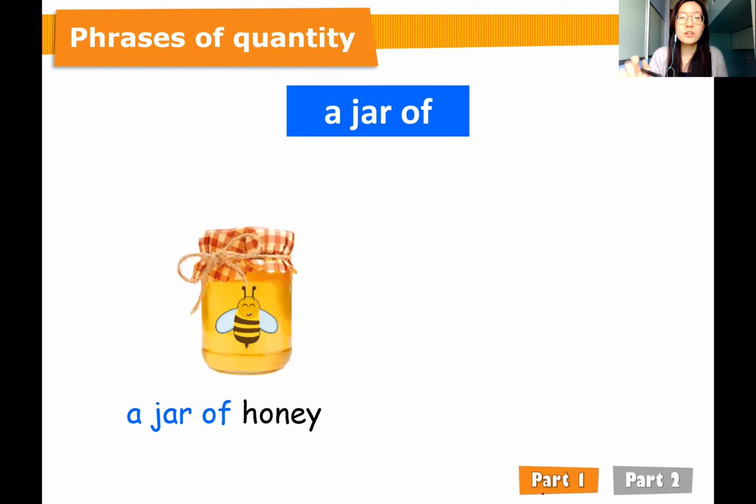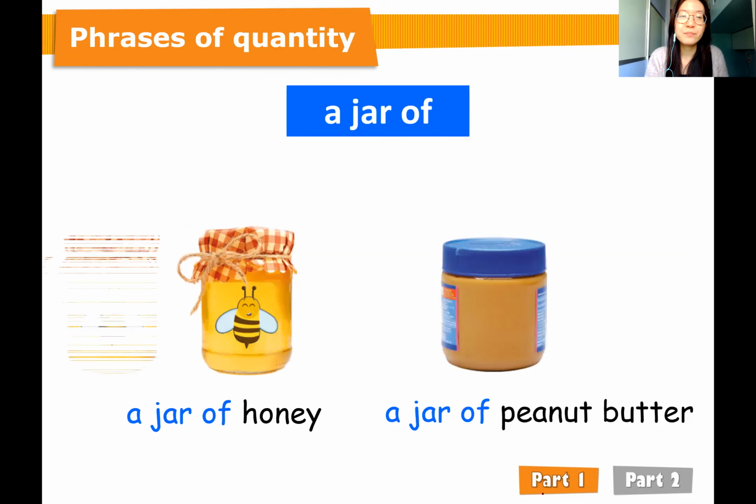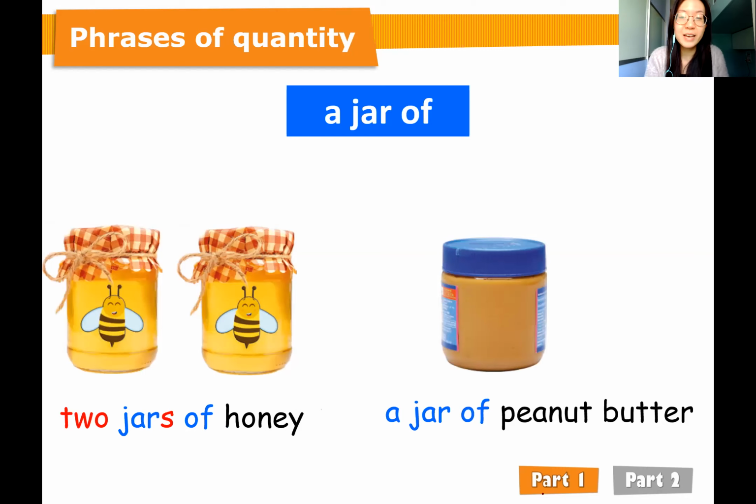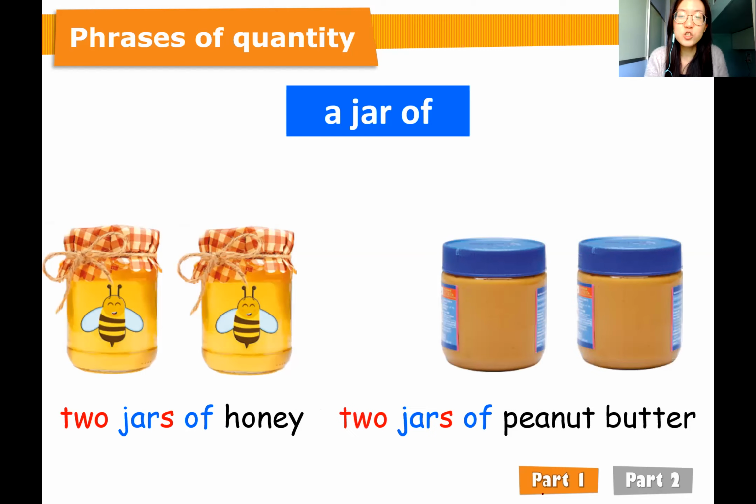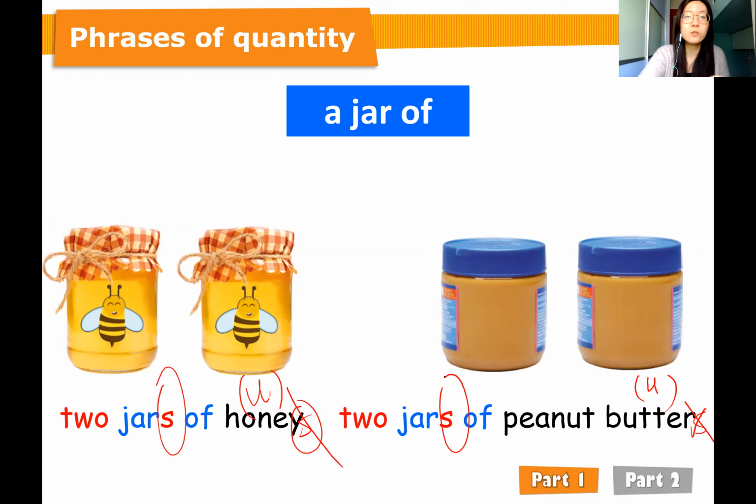How about two? It's easy. 2 jars of honey. 2 jars of peanut butter. We cannot add s here, no s here because they are uncountable. Uncountable, but the s is here. Okay, 兩罐嚟 1, 2, 1, 2, right?